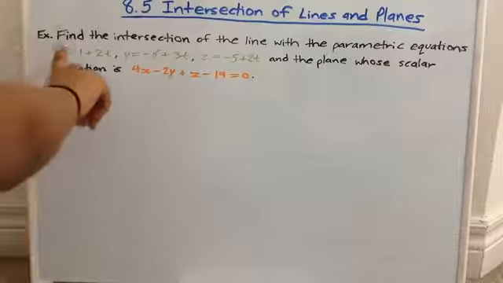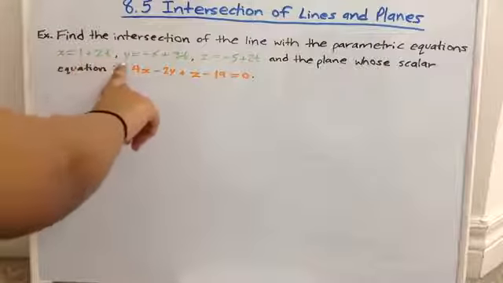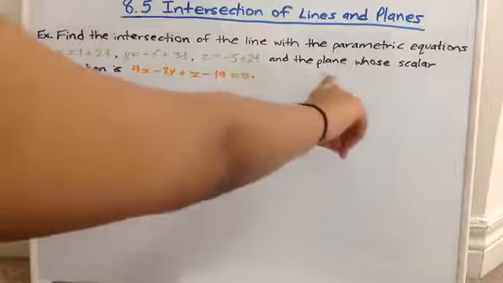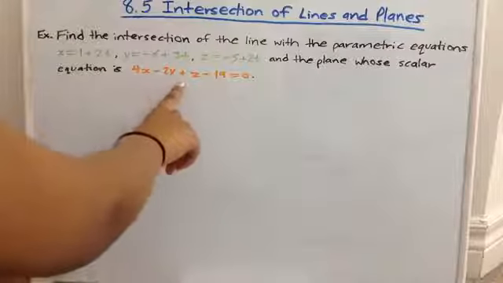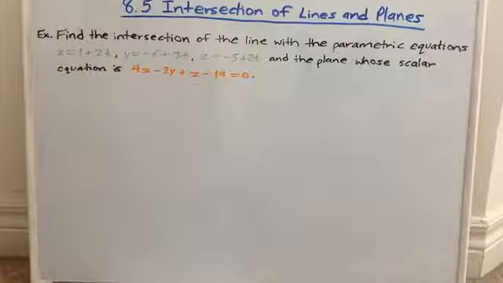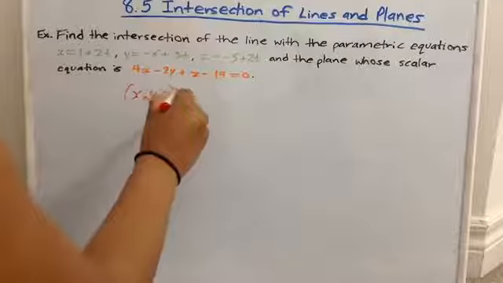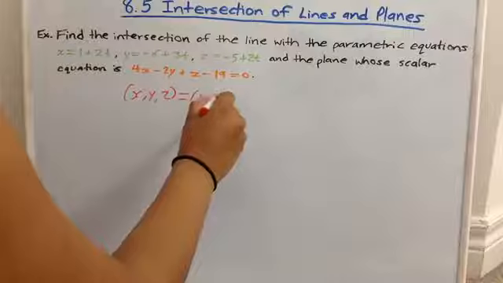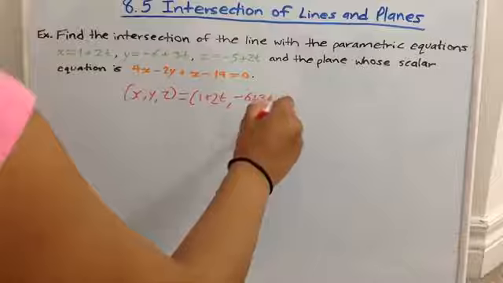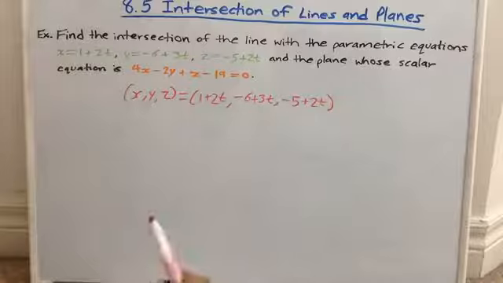So in this first example, we need to find the intersection of the line with the parametric equations x equals 1 plus 2t, y equals negative 6 plus 3t, z equals negative 5 plus 2t, and the plane whose scalar equation is 4x minus 2y plus z minus 19 equals 0. So in terms of t, the coordinates of a point on the given line are x, y, z equals 1 plus 2t, which is your x value, negative 6 plus 3t, which is your y value, and negative 5 plus 2t, which is your z value.